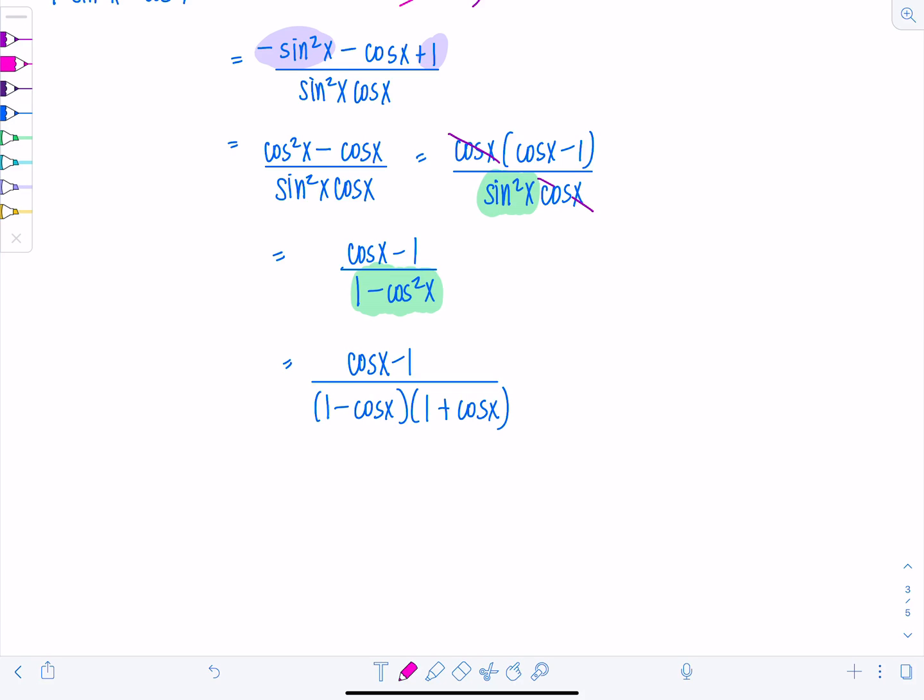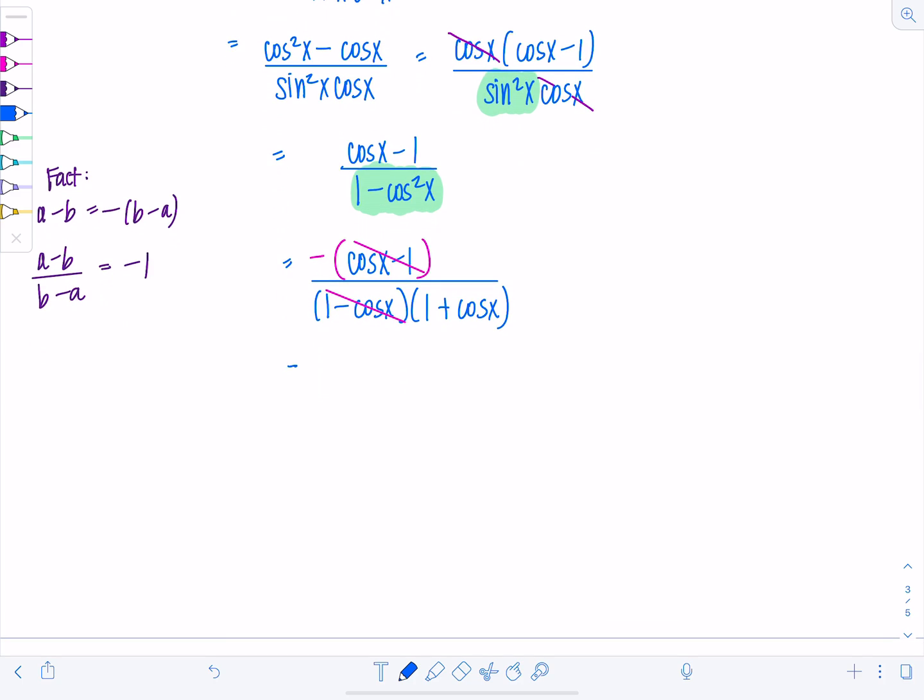Well, notice I have cosine x minus 1 and I have 1 minus cosine x in the denominator. So if the order of subtraction is reversed, remember you have to multiply by a negative. Here's just a fact in case you forgot. A minus b is equal to negative b minus a. So if you have a minus b over b minus a, then you get negative 1. So that's why you add the negative when you cancel. And all we're left with now, at long last, is negative 1 over 1 plus cosine x. Oh my goodness, that is a thing of beauty.